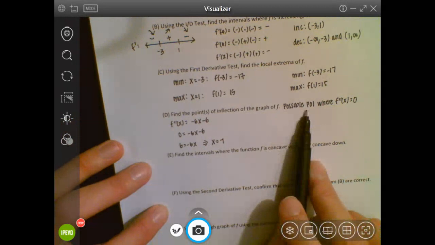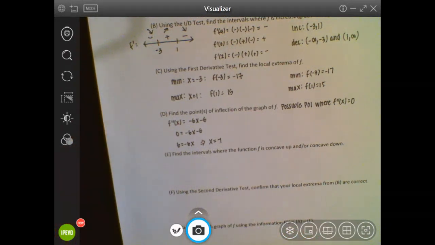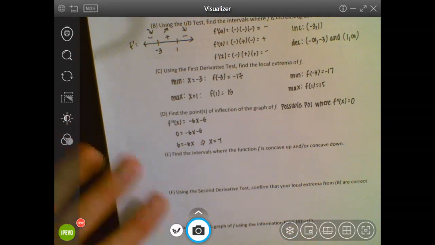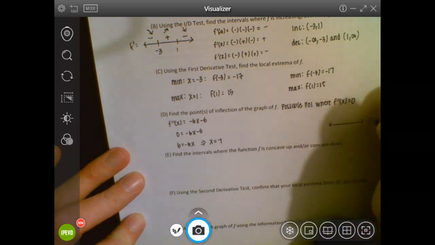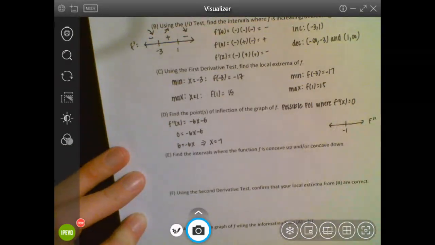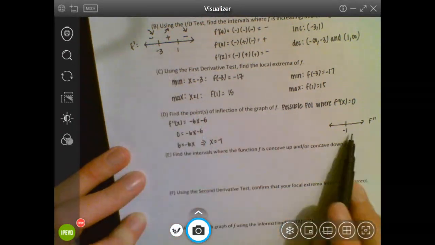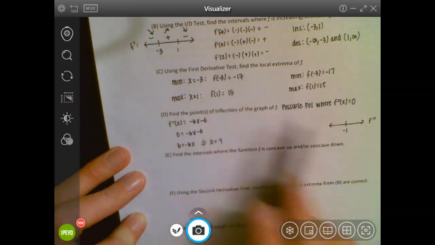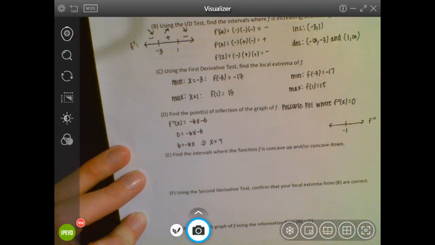It's only possible because we always have to go back and test it. There's a chance that concavity could be changing here, but concavity doesn't always have to change at that x value. So I'm going to make myself a number line for my double prime, and I'm going to put my possible point of inflection in, like what we put in for the critical values up here. What I'm going to do is pretty similar. I'm going to test the values on either side of that possible point of inflection to see if concavity actually is changing.